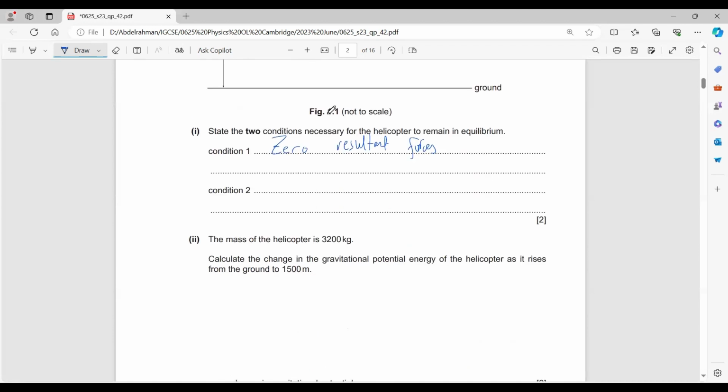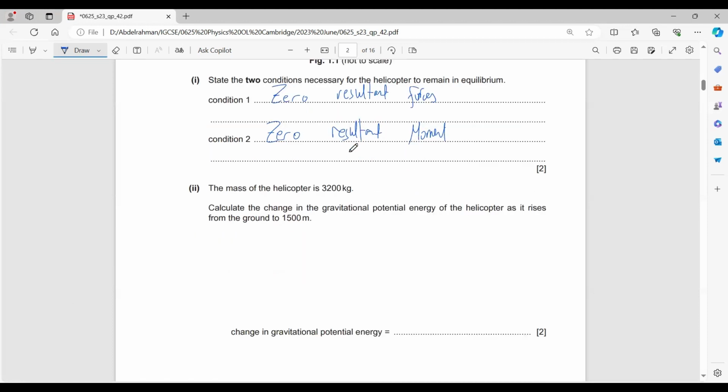Anticlockwise and clockwise, we call them moments, right. So zero resultant moment as well.